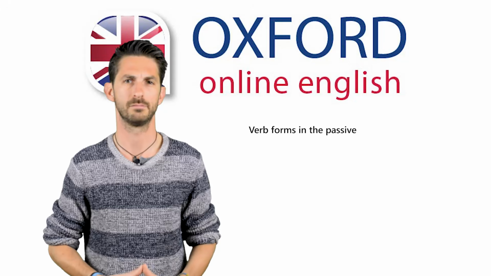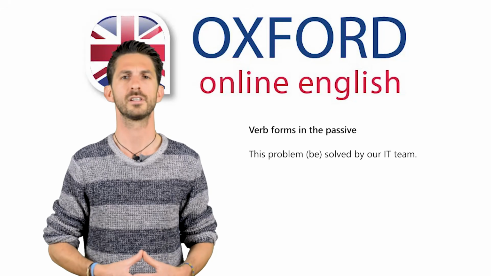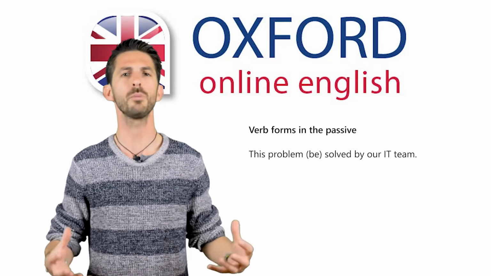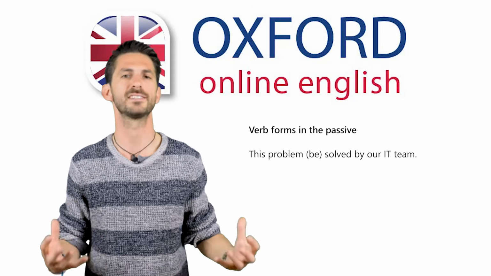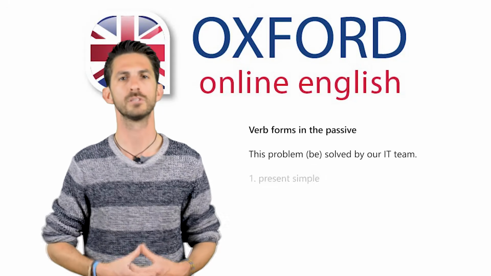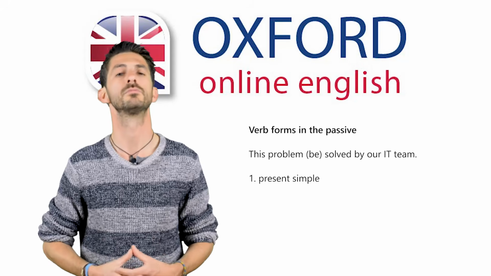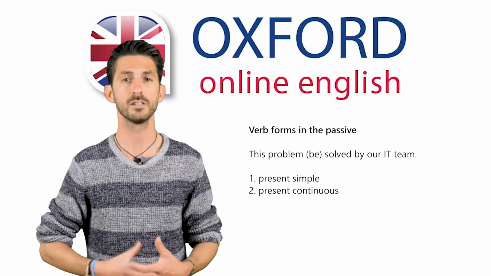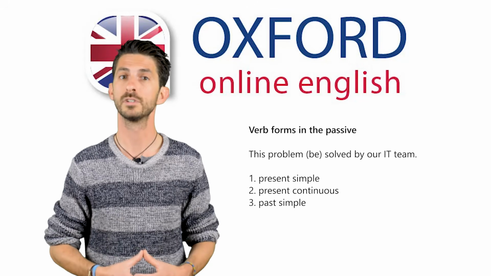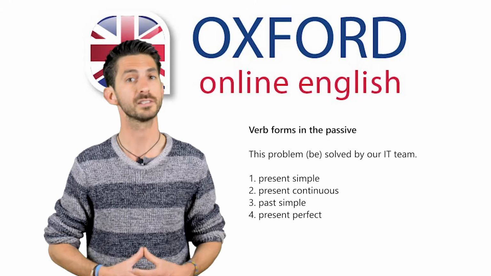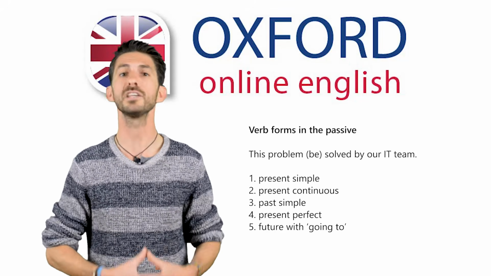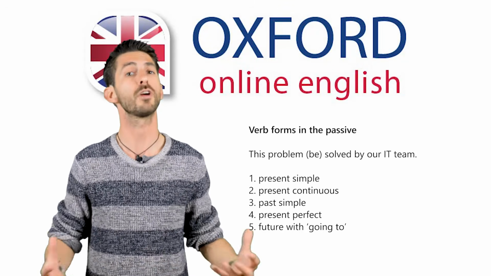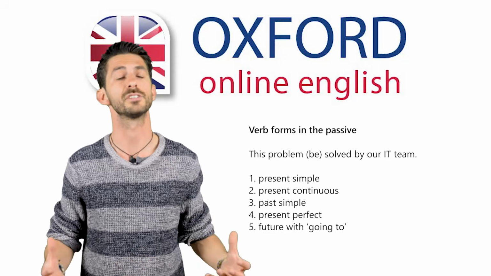Let's do a quick test. Look at a sentence. This problem be solved by our IT team. Your job is to write 5 different versions of this sentence. 1. Write the sentence in the present simple. 2. Make it present continuous. 3. Make it past simple. 4. Make it present perfect. 5. Make it future with going to. Pause the video and write your sentences. You'll see the answers in a few seconds.